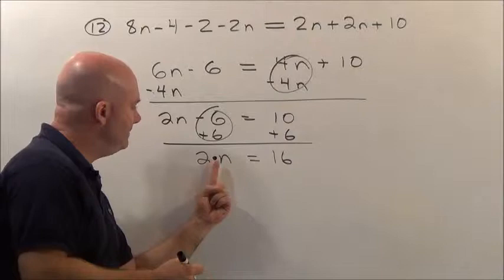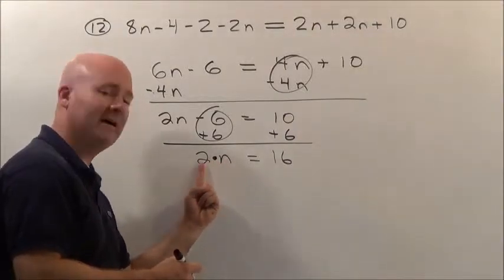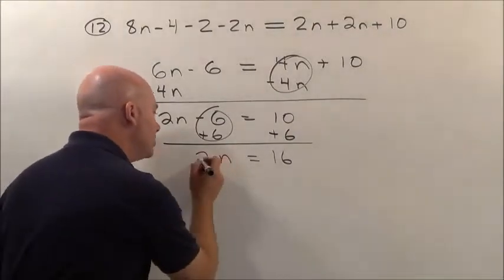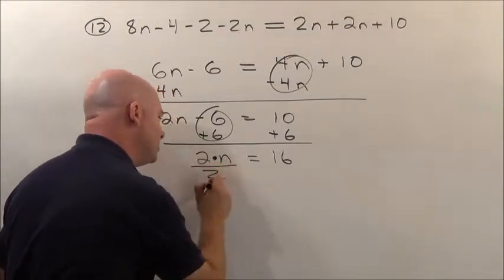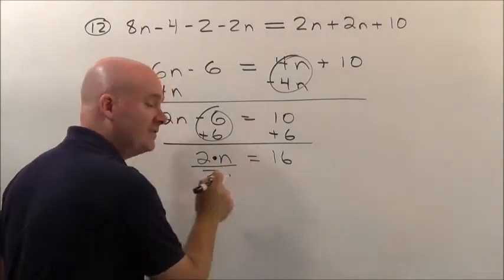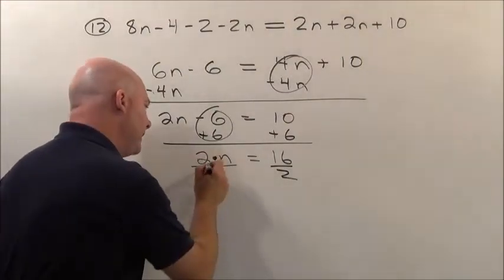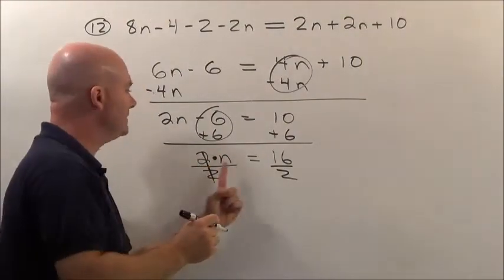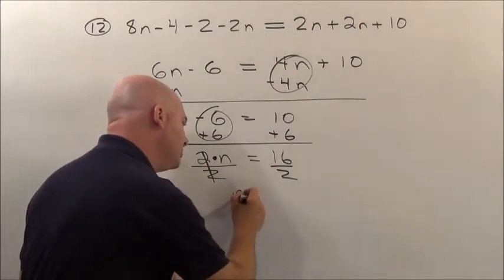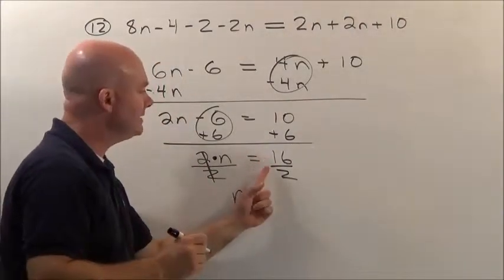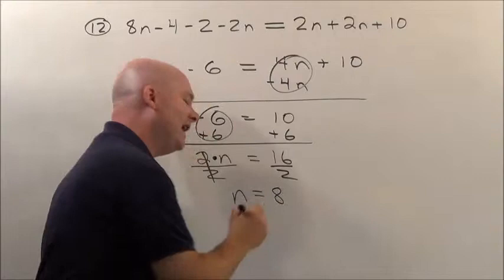So this variable was multiplied by the number 2. To undo multiplying by 2, I'm going to divide by 2. But if I divide the left side by 2, I better divide the right-hand side by 2. 2 divided by 2, that's 1. Notice I get 1 times n, which is just the n value, which is what I wanted to figure out. 16 divided by 2, 8.